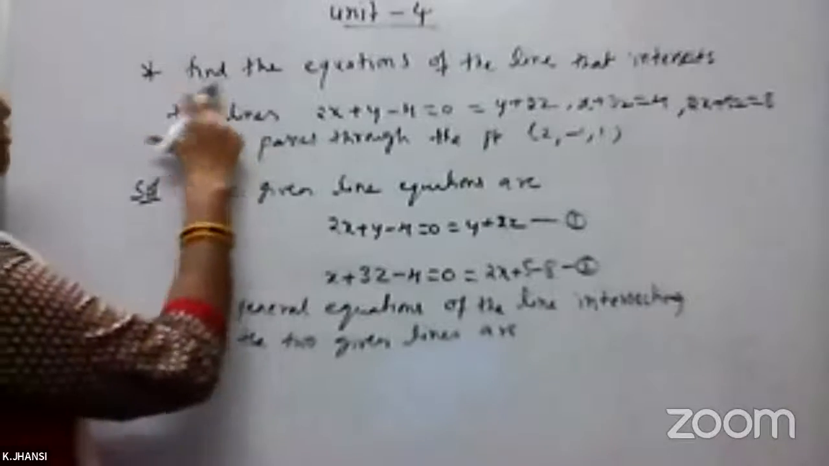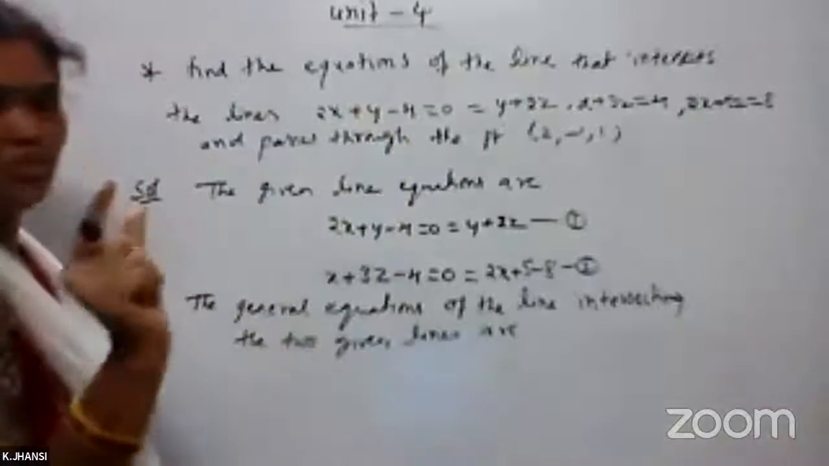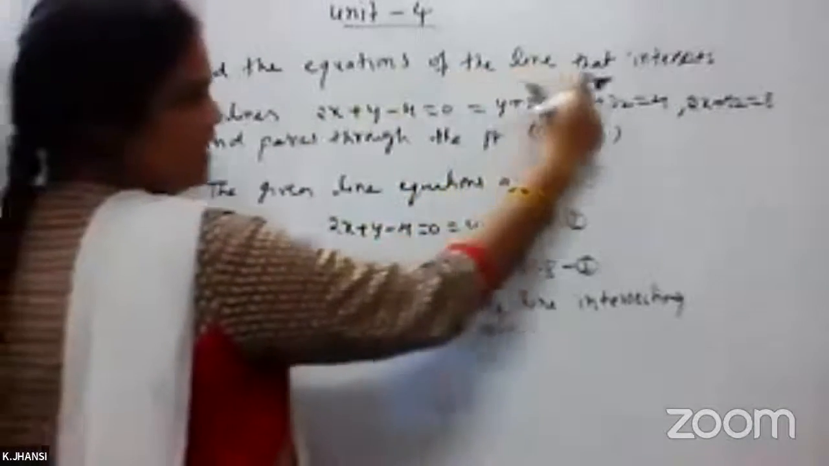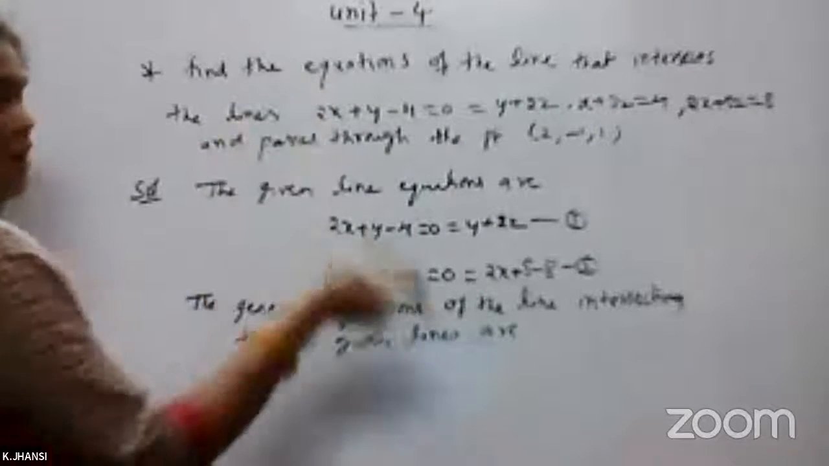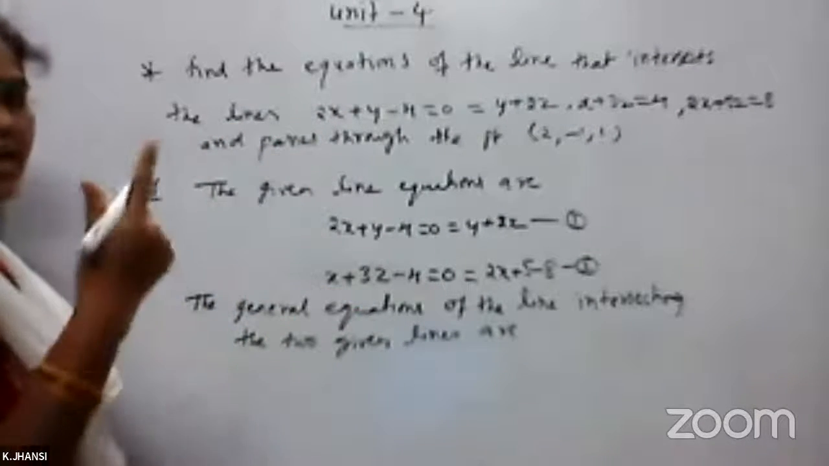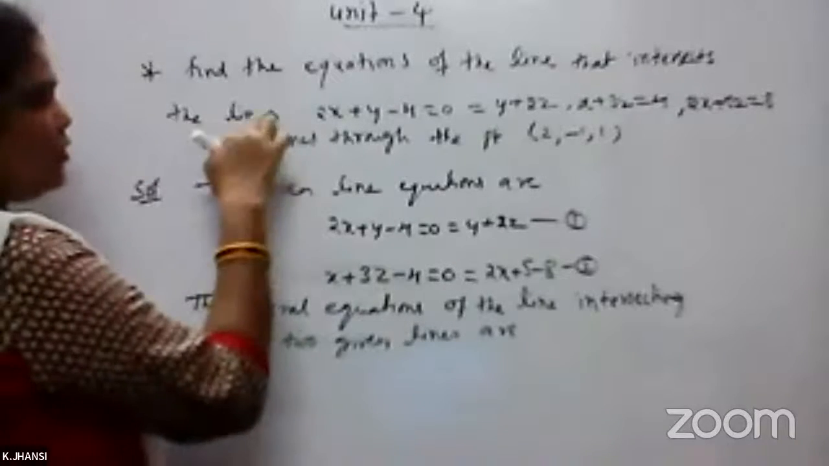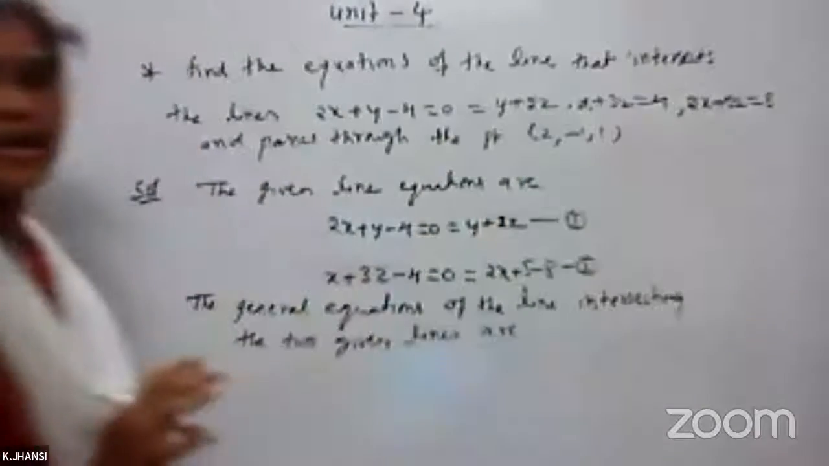So what is the question? Find the equations of the line. Equations means two equations we have to get. Okay, so find the equations of the line that intersects the lines. So you have to get the two equations which are intersecting the other two lines. Okay, so this is one line equation and this is another line equation.